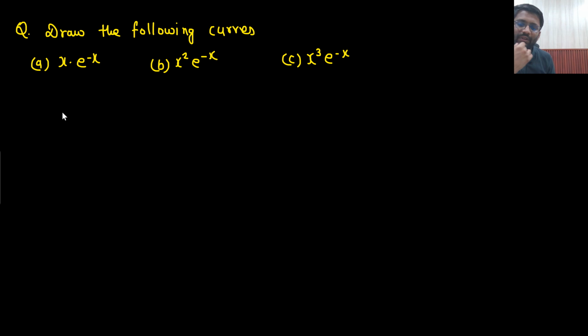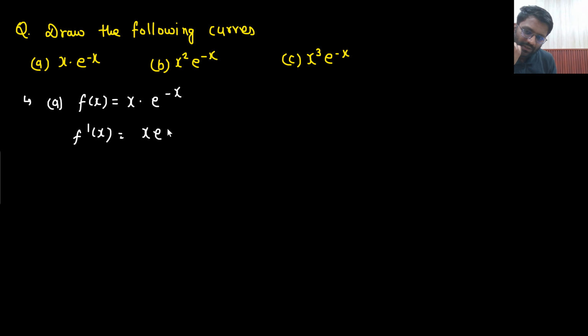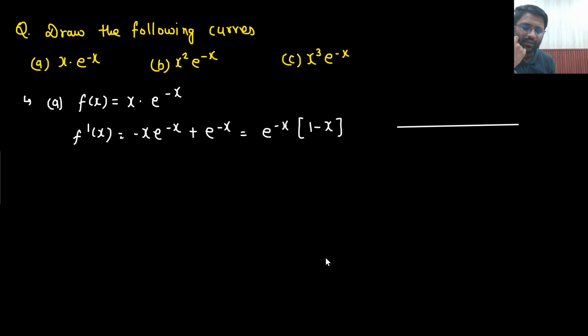Okay, so let's try drawing these curves. What is the first one? First one is f(x) equals x into e to the power minus x. What we will do? Differentiate, sir. First as it is, differentiation of second, plus second as it is, so e to the power minus x, (1 minus x), right? Where will be the root?